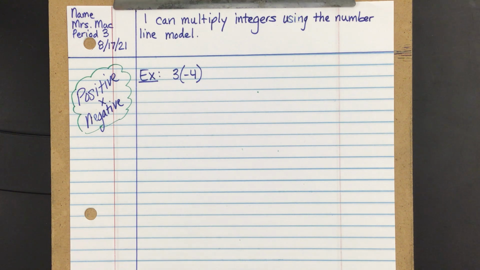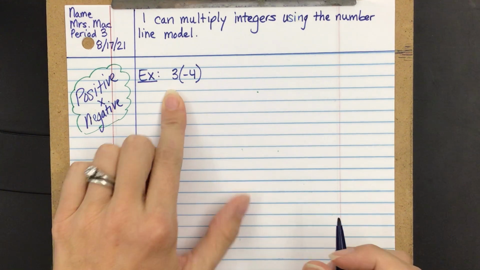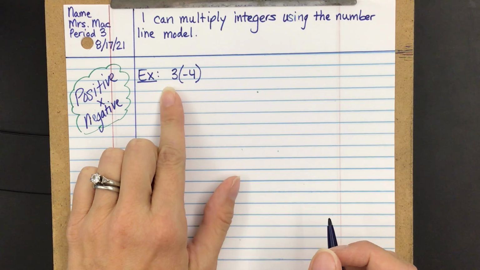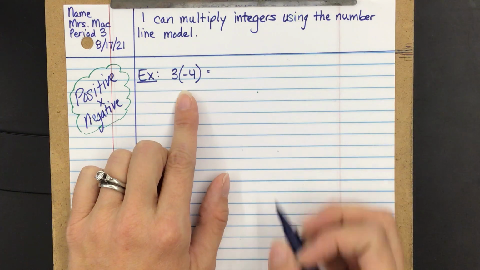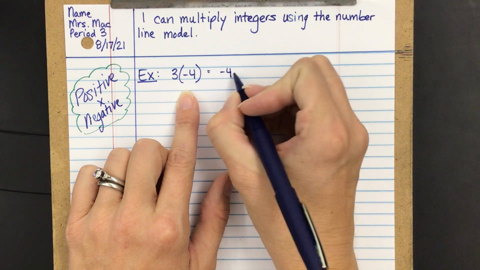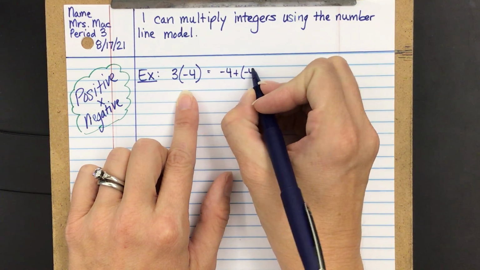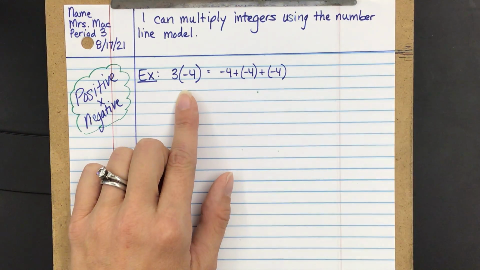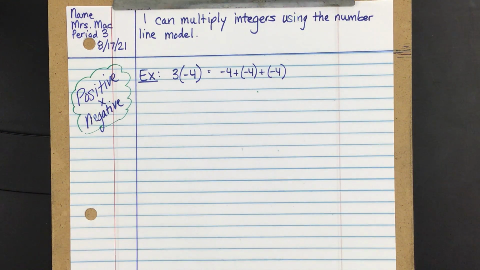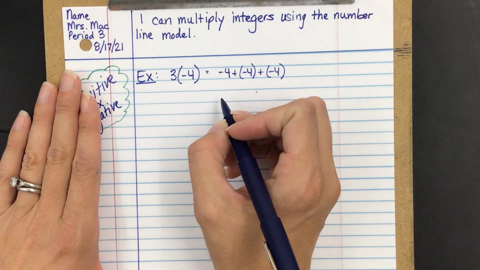So let's talk about this. When we're multiplying, the fundamental of multiplication is you're doing repeated addition. Okay? So we could say that this is 3 groups of -4. And if I rewrite this as an addition problem, it'd be -4 plus -4 plus -4, right? Y'all remember that? Okay. So let's take a look at what that looks like on a number line.